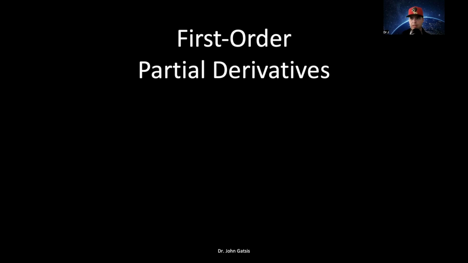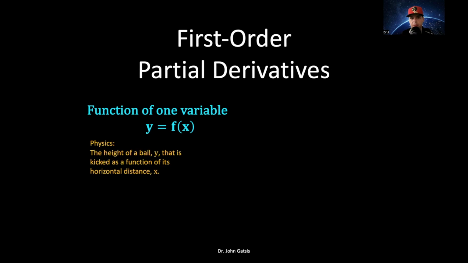Now, the first type of partial derivative is the first order partial derivative. But before we get into that, let's just talk about functions for a second. We can have a function of one variable like y equals f of x. An example might be a ball, with height as a function of the horizontal distance, like a parabola, basically, in the ideal sense.